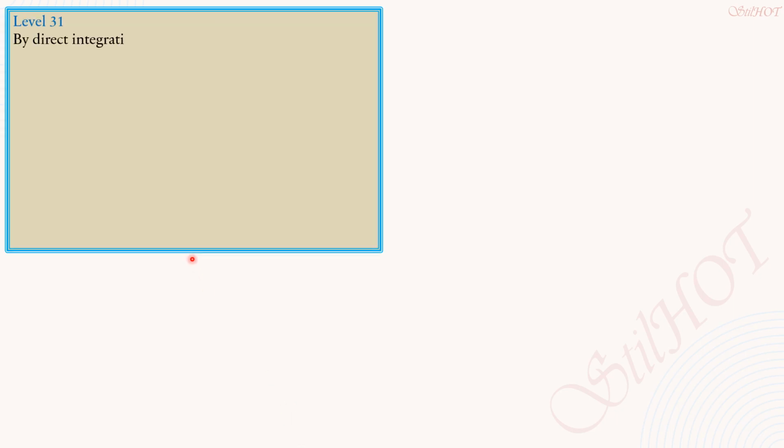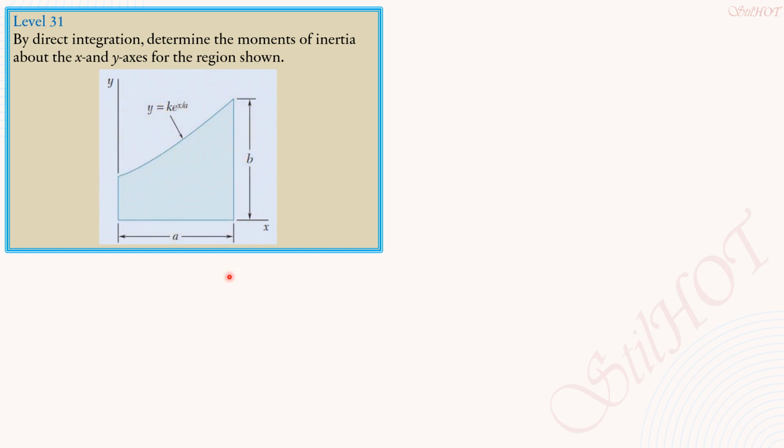Level 31: by direct integration, determine the moments of inertia about the x and y-axis for the region shown. So here's the given figure. For our solution, let's select again a vertical strip so that the height of the strip is y, the thickness is dx, and the distance of the strip from the y-axis is x.